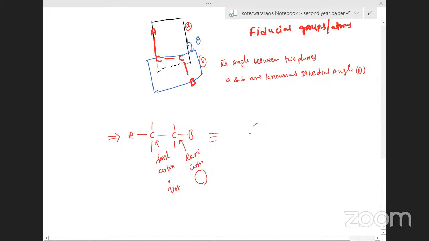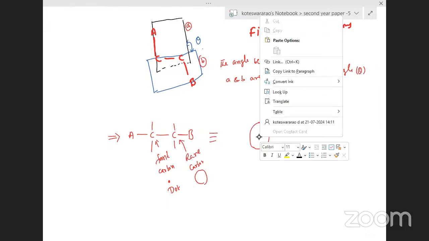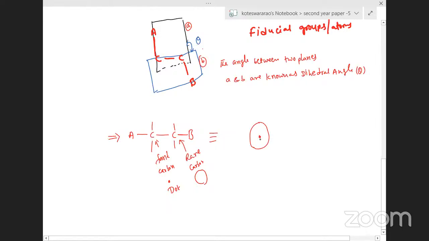Now I am taking the circle. This is a circle. The center of the circle is this one. Right, this is the front carbon, this is the rear carbon. Then you consider the two reference atoms. On the front carbon, the reference atom A should always be above the plane, right? Now the remaining two bonds are separated by 120 degrees. These three bonds are attached to the front carbon. And another one, the rear carbon, is a circle. Okay. Now this is the B.